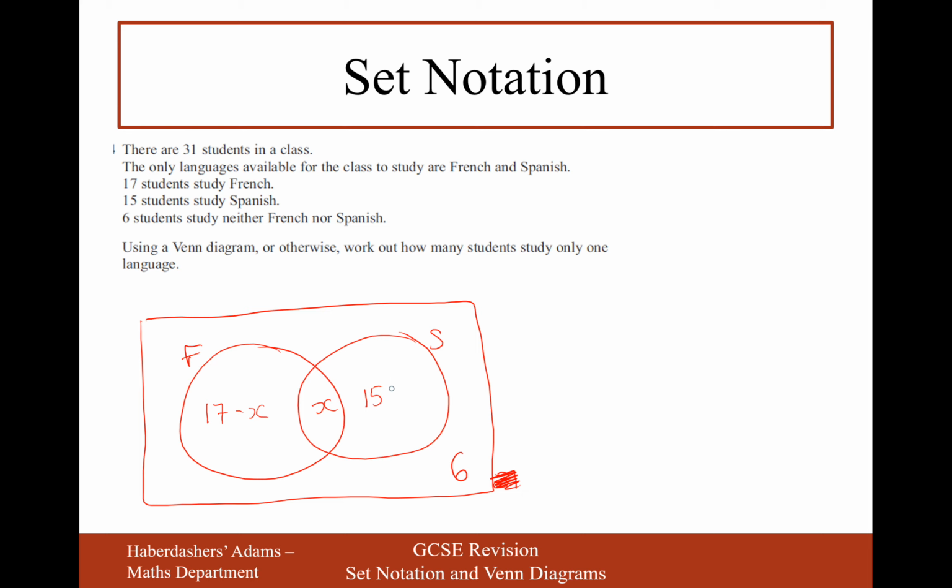Similarly for Spanish, 15 minus X over here to make sure that the circle represents 15 students. Now we've got to make sure that when we add all of these elements together, we get 31, including the 6 on the outside. So one of these negative X's will cancel out the positive X. 17 plus 15 is 32, plus 6 is 38. So X is equal to 7. So it's going to be 7 in the middle, 10 over here, and 8 over here. So how many students study just one language? 18 students study one language.